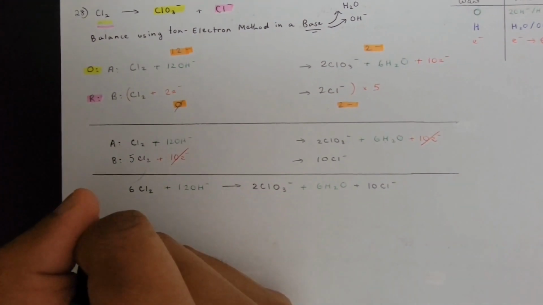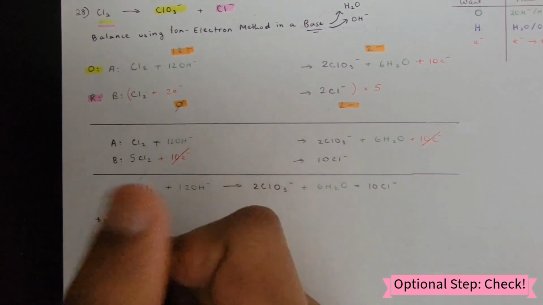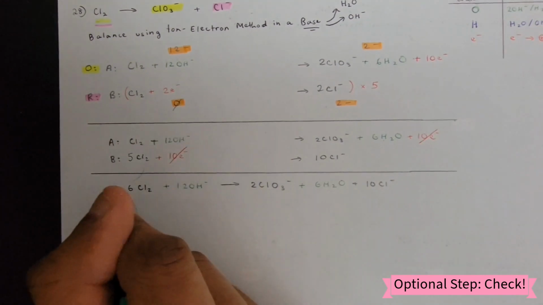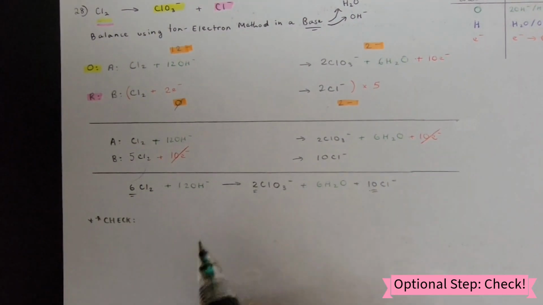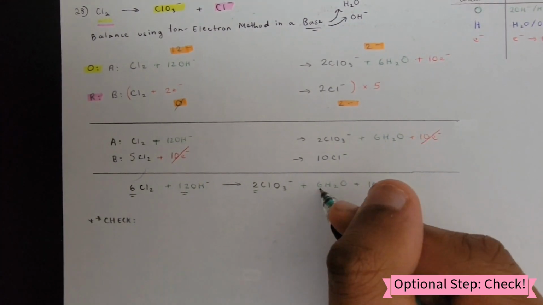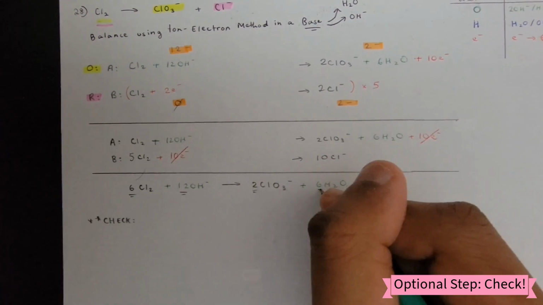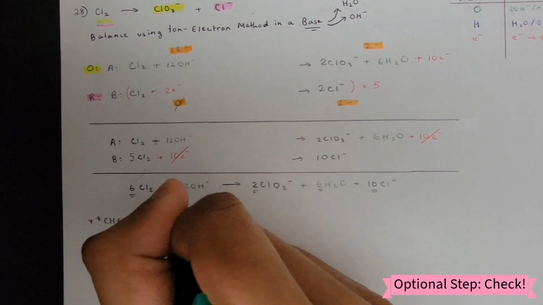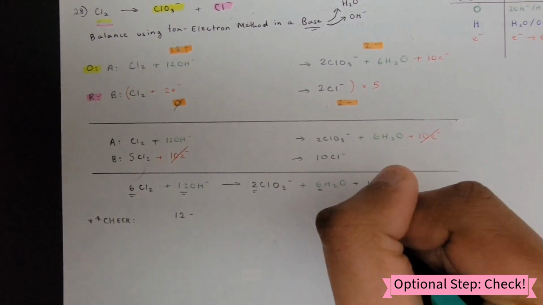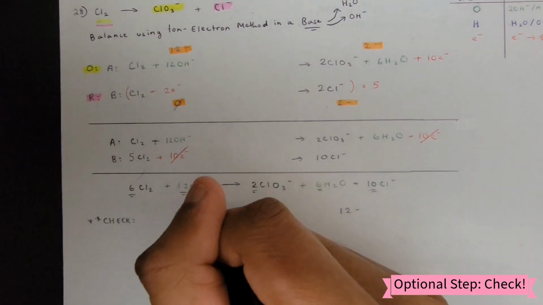We now have our full balanced reaction. We can see that there's 12 Cl on the left side and right side, 12 oxygens on the left side and right side, and 12 hydrogens on the left side and right side. So all the coefficients add up. We can also see that the overall charge on the left and right side is 12 minus, meaning that this answer is completely balanced.